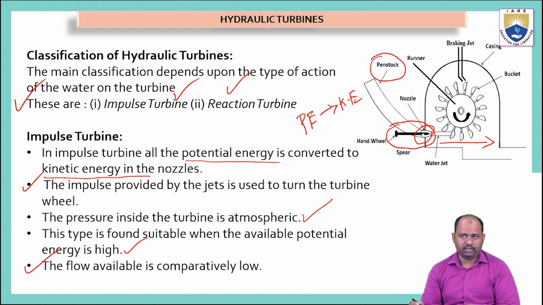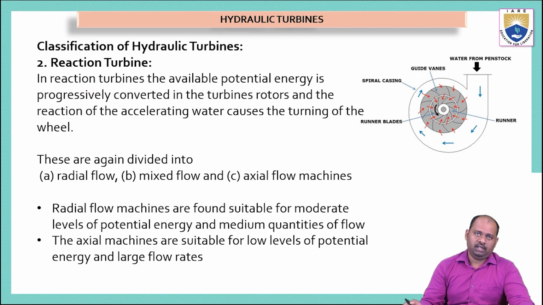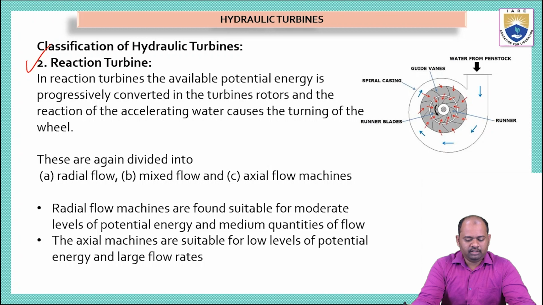The best example for impulse turbine is nothing but the Pelton wheel turbine, where we have seen the working of the Pelton wheel also. And second type of turbine, reaction turbine. So in reaction turbine, the available potential energy is progressively converted in the turbine rotor, and the reaction of the accelerating water causes the turning of the wheel.